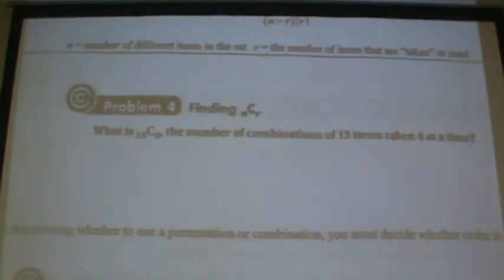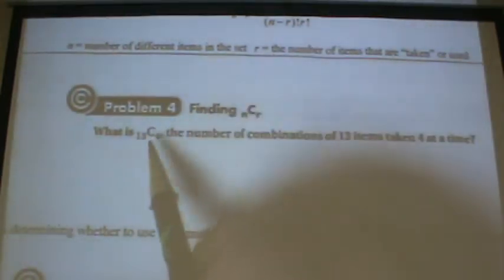So to use a concrete example, we're going to do number 4. Number 4 is asking how many combinations can you have of 13 items, taking 4 out at a time. So say you have 13 marbles in your pocket and you're picking out 4 at a time. How many different combinations can you pull out 4 marbles at a time?